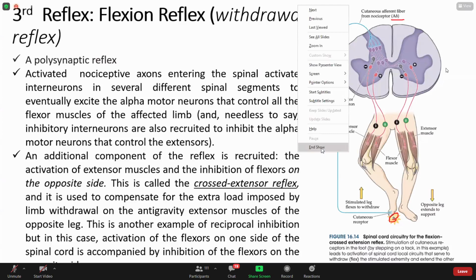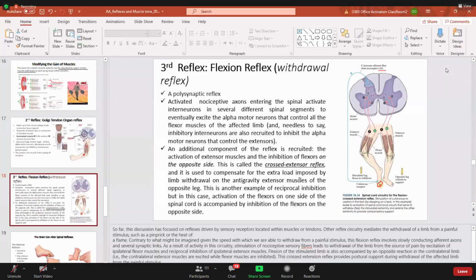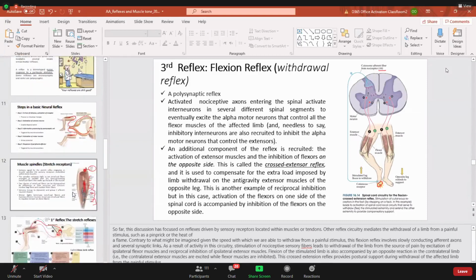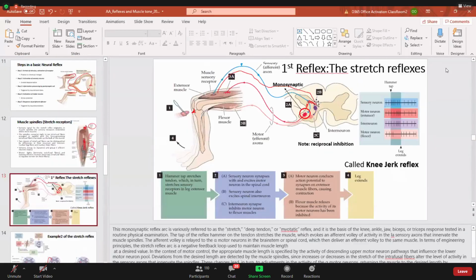Doctor, is the stretch reflex also disynaptic? No, the stretch reflex is considered monosynaptic, okay? I know there is an inhibitory interneuron here, but you can see that there is a direct synapse between the sensory neuron and the alpha motor neuron that will excite the extensor muscle in this case, leading to the knee jerk. So in this case it's considered monosynaptic.